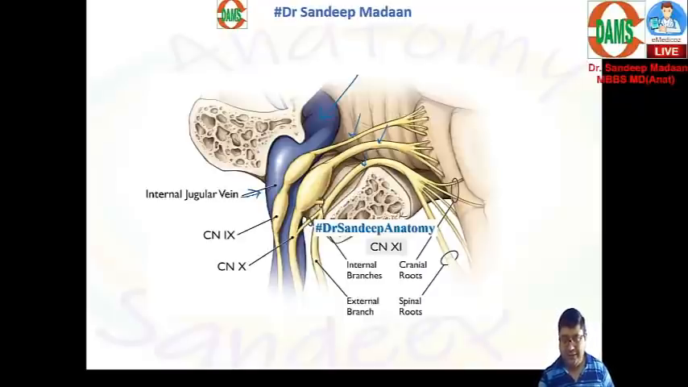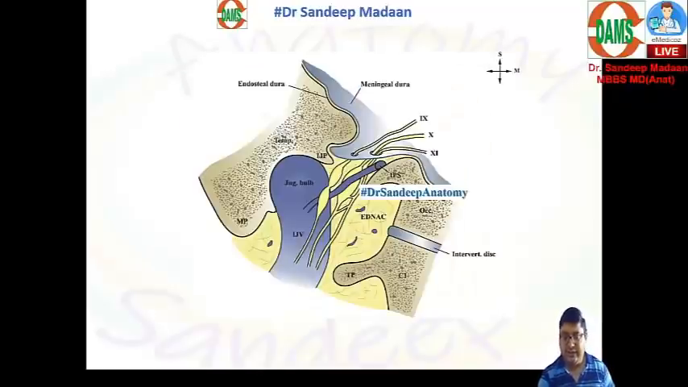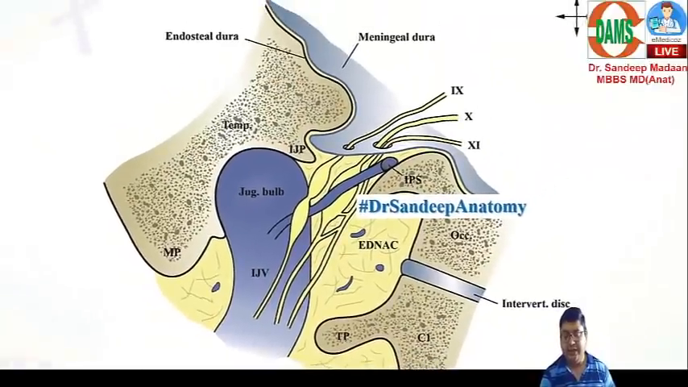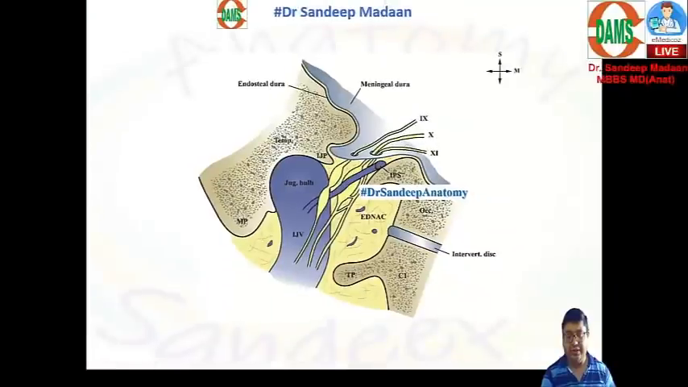Now that you have understood this part, this diagram will make it obvious. Although these three nerves are passing through the jugular foramen, look at this: the 9th nerve passes through one sheath of the dura around it, and the dural sheath around the 10th and 11th is common. So these two have a common sheath, whereas the 9th has a separate sheath. So the answer to this question will be the 9th nerve.